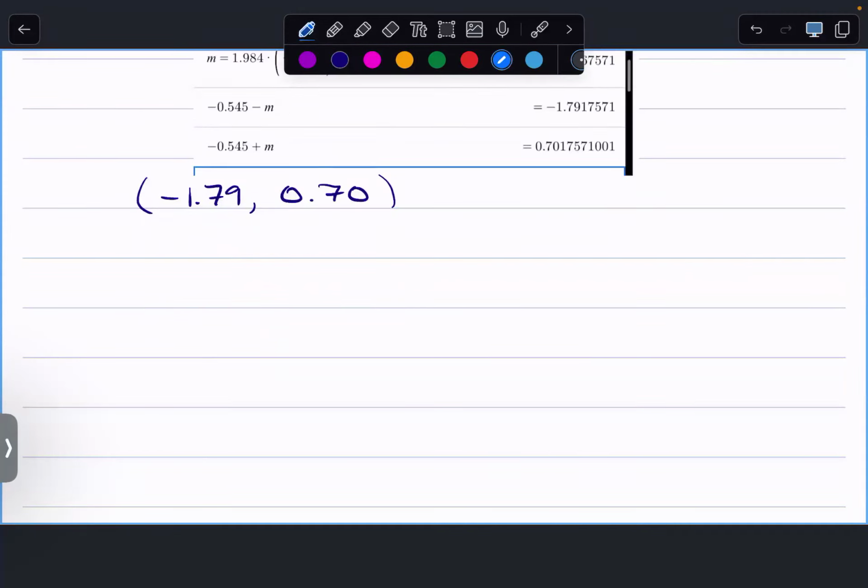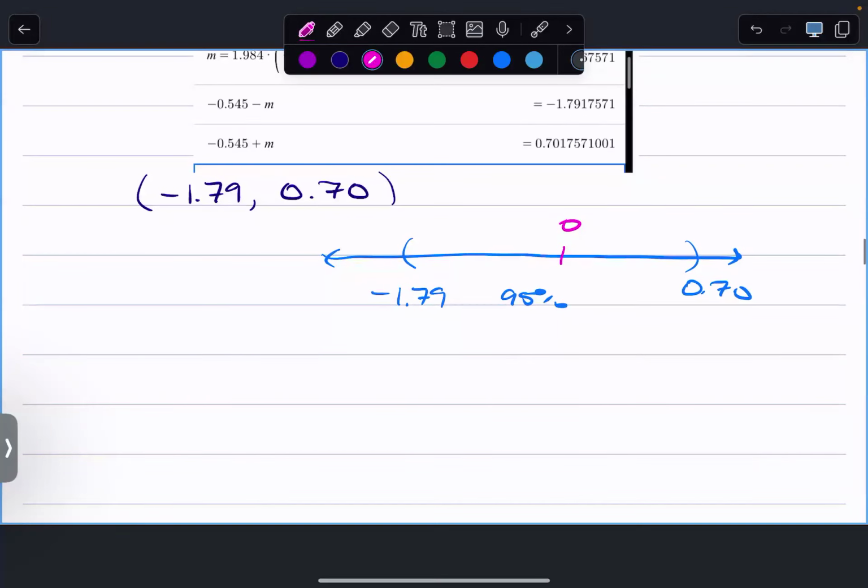Interpreting this, or maybe we'll see here, on a number line, I'm 95% confident that somewhere between negative 1.79 and 0.70, I've captured the true population mean difference. Well, zero's in here, so it's one of the options, and that's why I don't have enough evidence to reject H0. Now, if the entire interval was negative, I would reject H0, or if it was positive, I would reject H0, but because zero's in there, I don't.